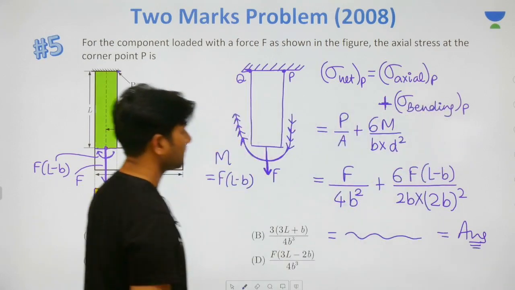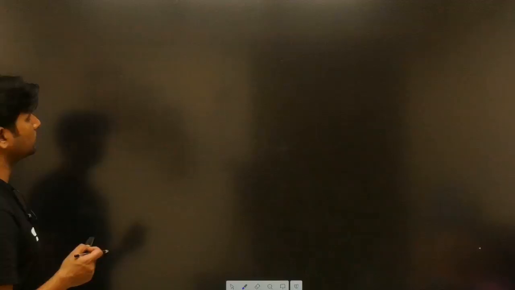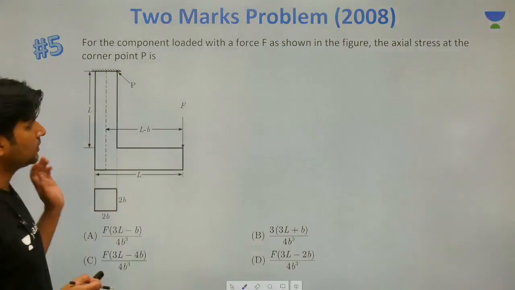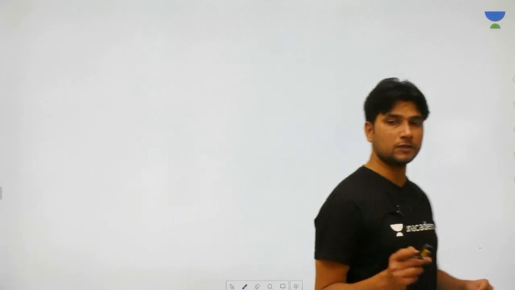Congratulations, you get 2 marks. So this was the end of this particular problem, and that's how we conclude the session.